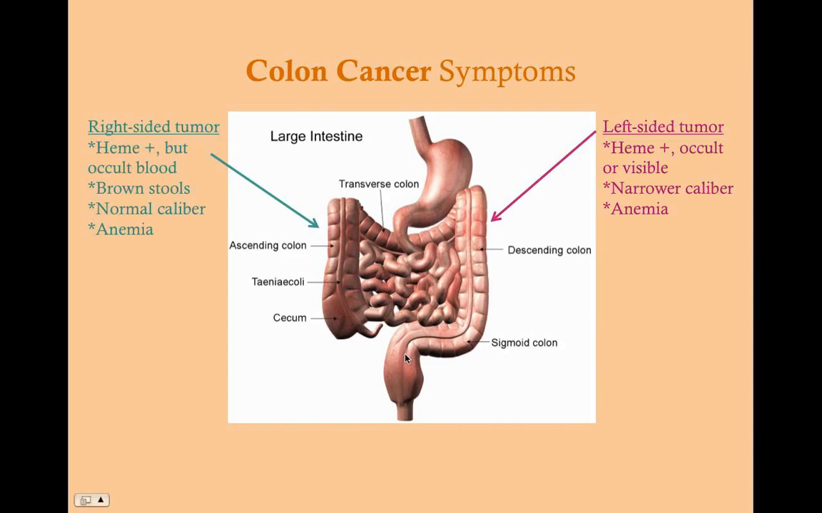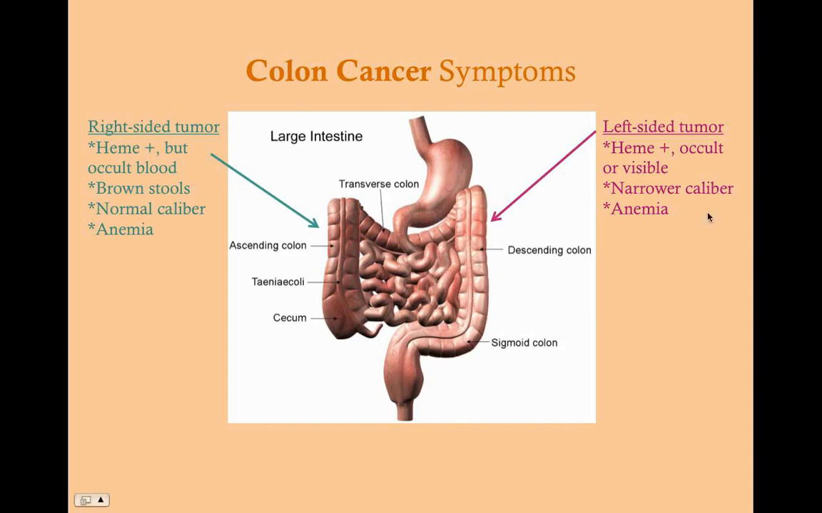By the time we get to the sigmoid colon, most of the stool is formed and is firm. So it's important where the tumor is. If the tumor is on the right side, you're going to have normal looking stools. If the tumor is in the sigmoid, you're going to have stools of a narrower caliber, and that's just because you have a tumor that's pressing up against the stool, and you're getting a smaller diameter stool coming through the rectum. And so a narrower caliber stool is a sign of a left-sided tumor and very, very indicative of colon cancer.